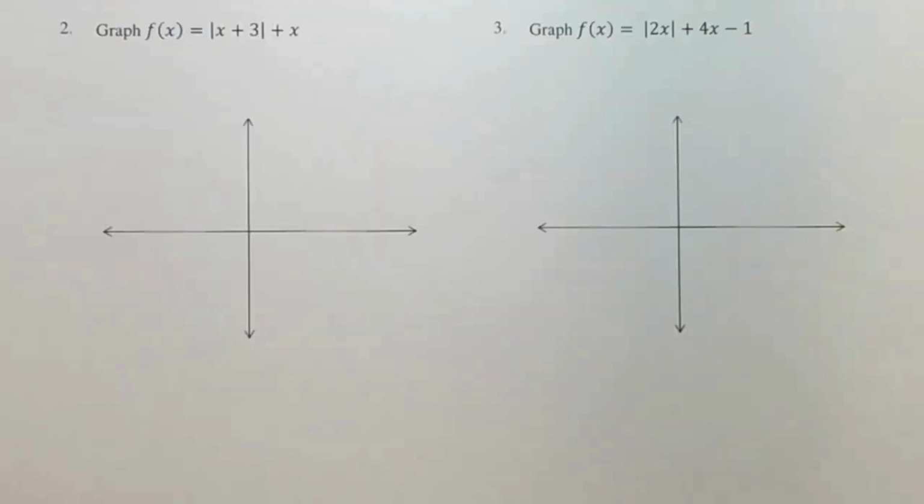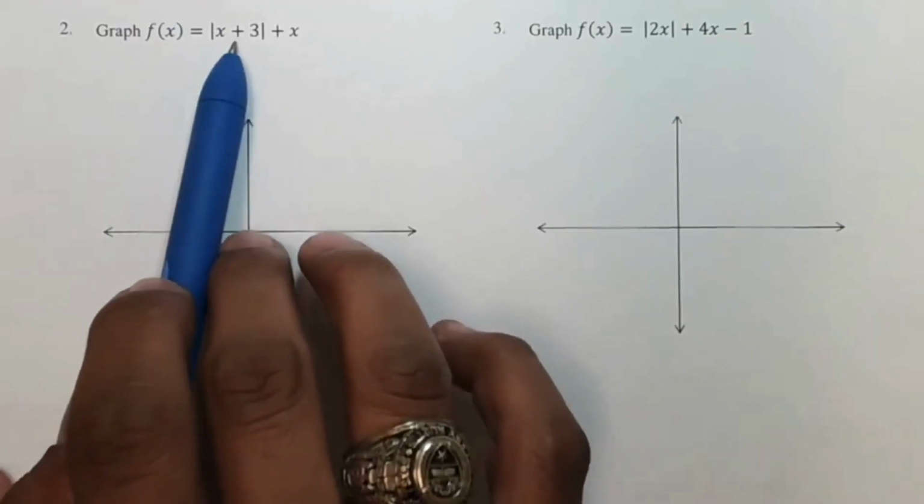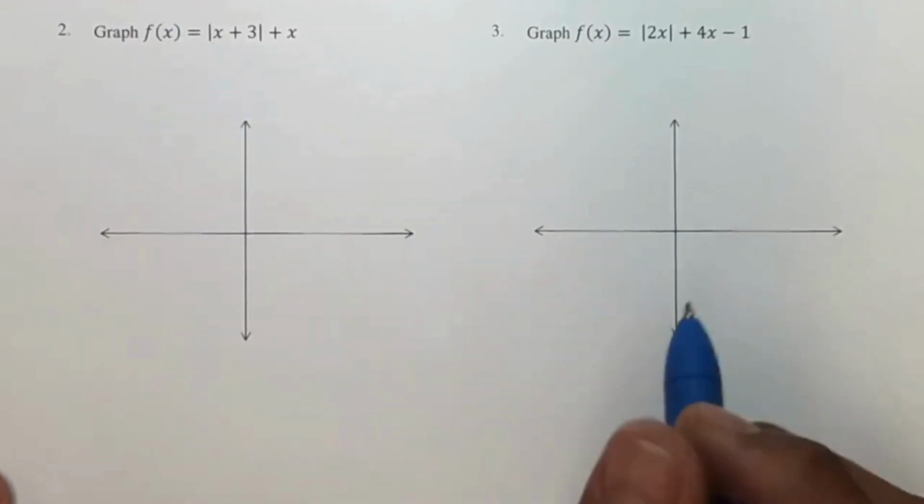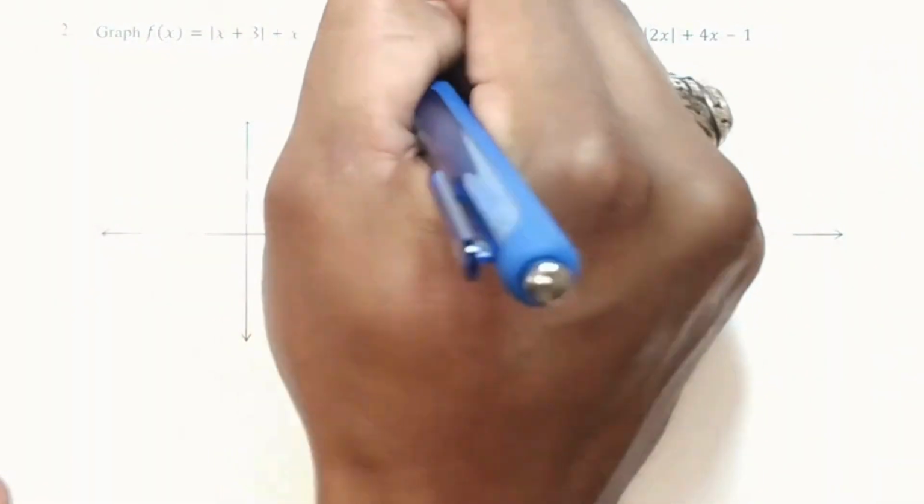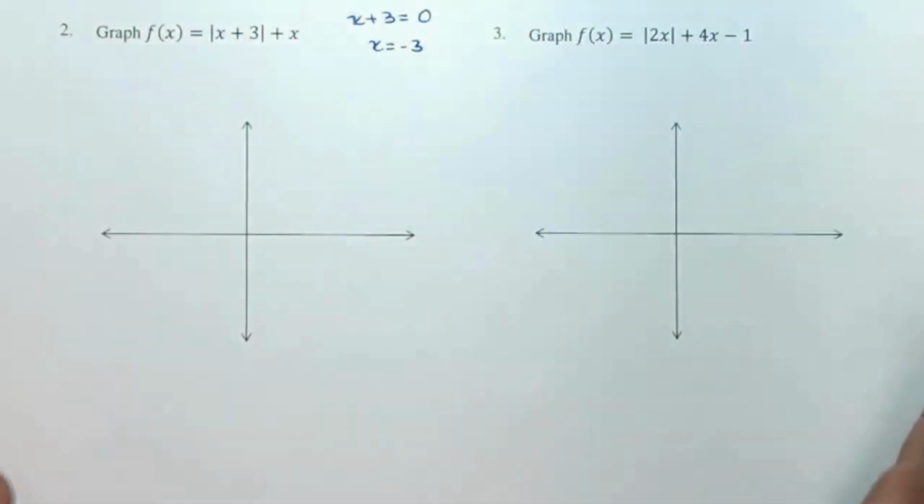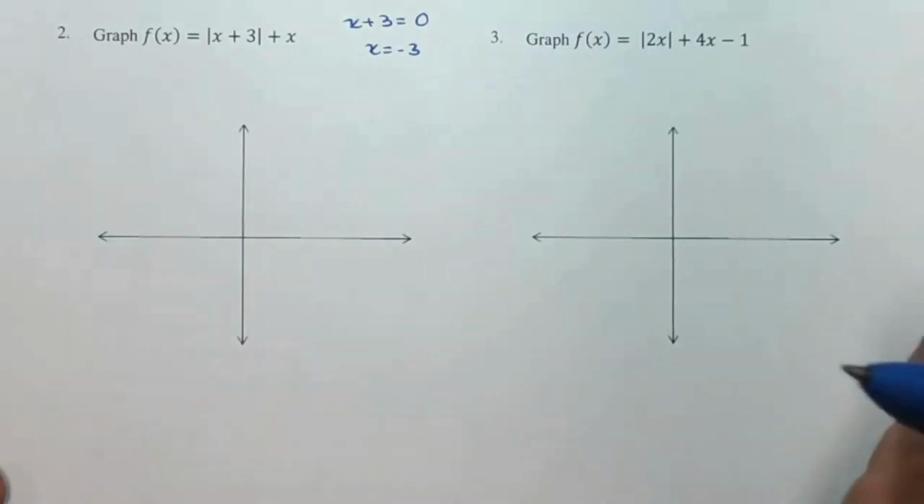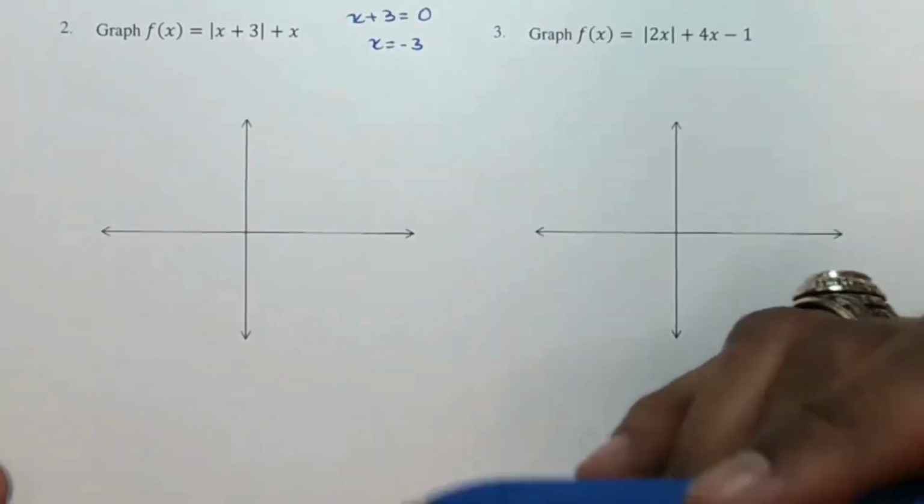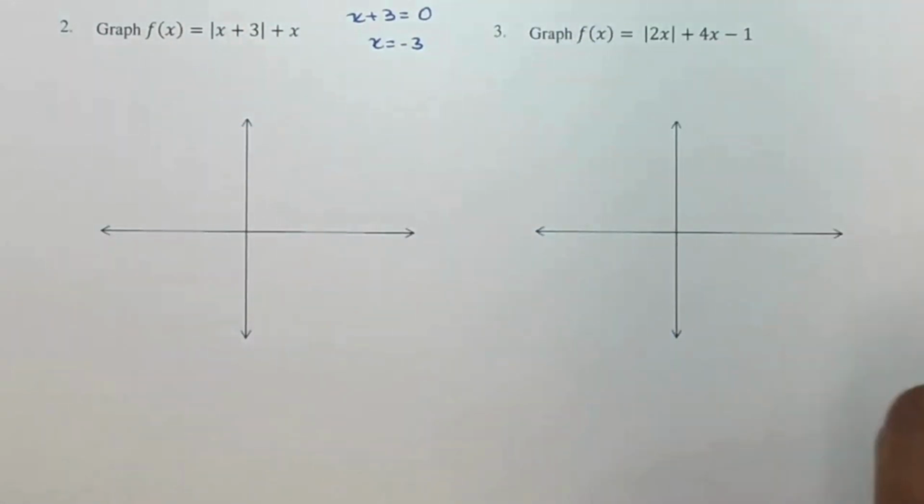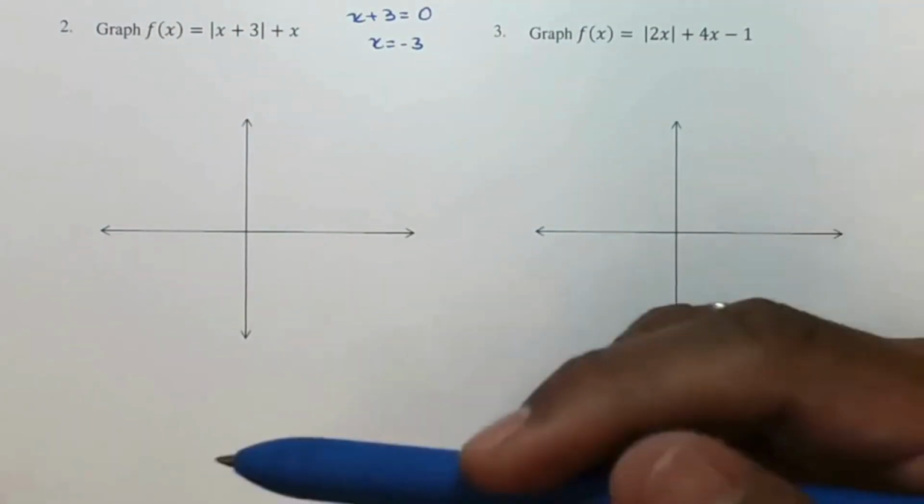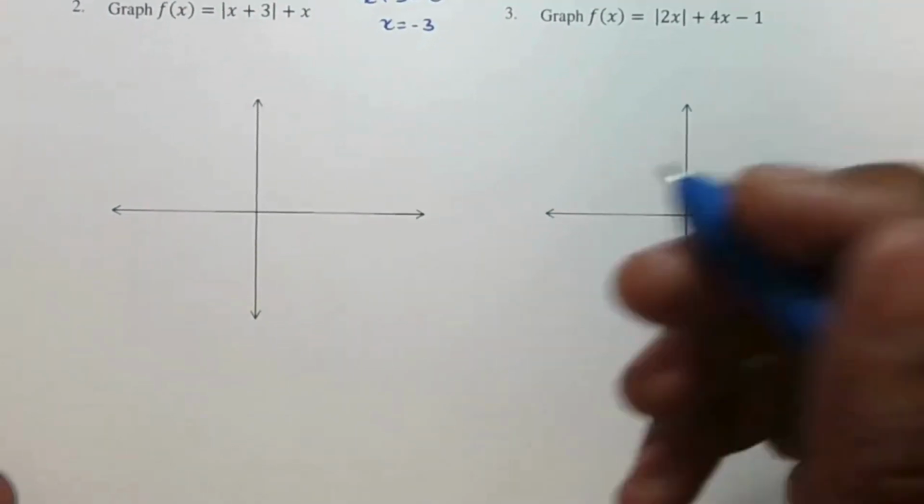Now, what happens if I have something that's added or subtracted to this x? Well, if I set that expression equal to 0, then we end up getting -3. I can change that equal sign to less than or greater than, and it's going to be less than -3 and greater than -3. So our restrictions on our piecewise functions are going to be at values of -3 instead of 0. So it's going to be the same kind of process.